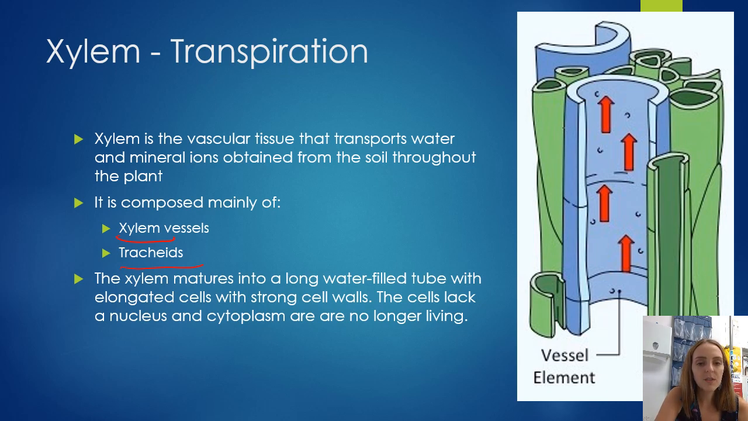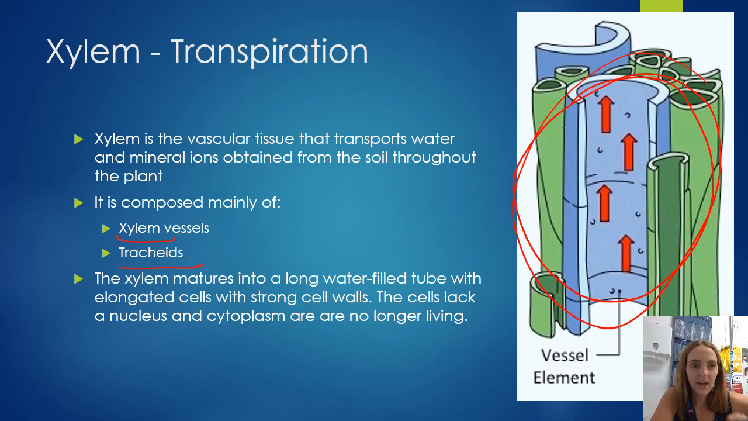As the plant grows, the xylem matures into a long water-filled tube with elongated cells with very strong cell walls. So basically it's an elongated plant cell that grows long. The cell wall is very thick, but it actually dies and causes a big cellulose thick vessel structure, and it doesn't have a nucleus and cytoplasm anymore. So it's literally just cell wall with a hollow space for transporting. And that's what's shown there in that figure on the right. And you can see the arrows pointing upwards because it's heading from the roots to the rest of the plant.